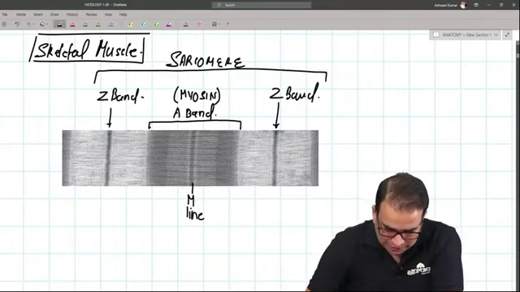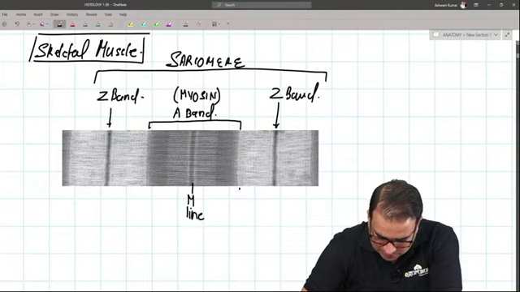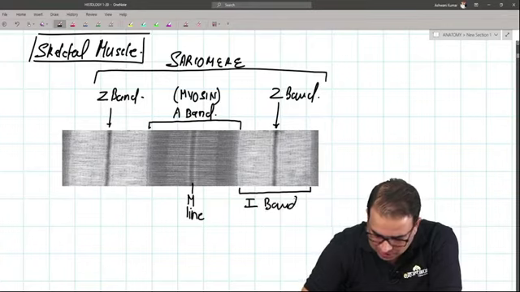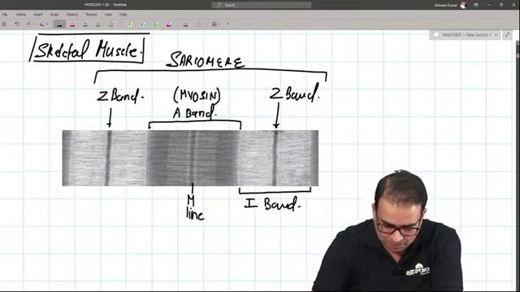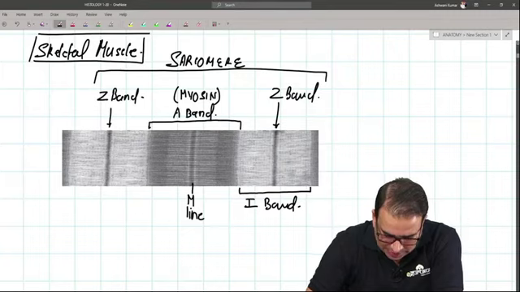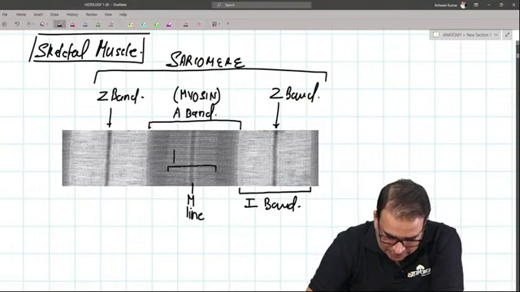And there are two more areas that you should know, guys. This band here, which is isotropic, look at this lightly stained region, this is an I band, isotropic band or I band. And here is the non-overlapping area, this one here, this is what you call an H zone.